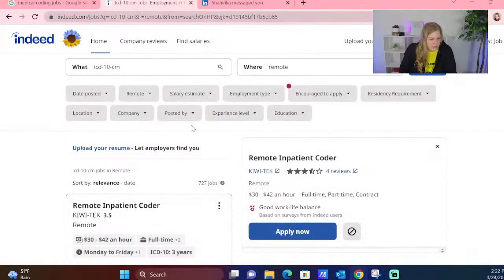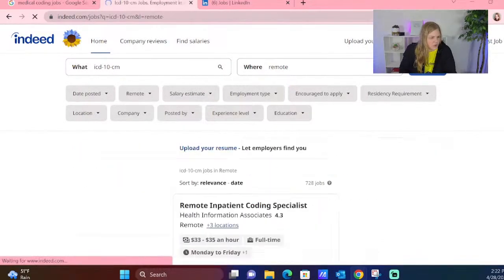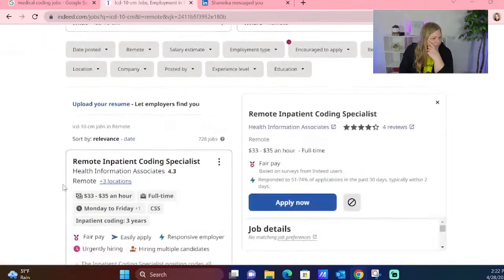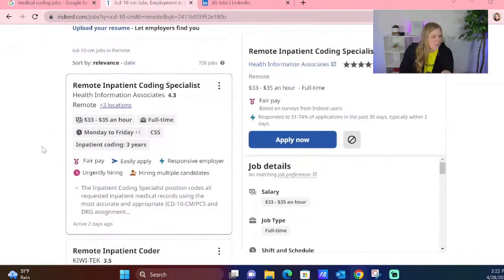So let's take a look here. Let's say I'm looking for a coding position and I want something remote. The first thing that's going to pop up is remote inpatient coding specialist. So again, if I'm someone who has a CPC-A, this is likely not a job for the type of coding that I trained in. So let's take a look at it.